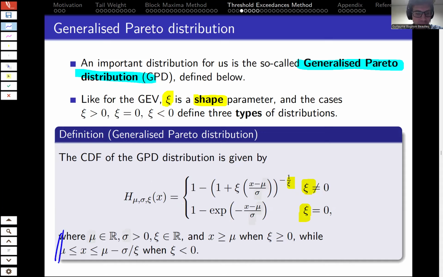Let's have a look at what is written there. The parameter mu can be anything. The parameter sigma needs to be strictly positive. Xi can be anything. But be careful, the support will depend on Xi. When Xi is not negative, the random variable is defined for x's that are bigger or equal to mu. While if Xi is negative, the support is between mu and mu minus sigma divided by Xi. Careful, if Xi is negative, minus sigma divided by Xi is of course positive.